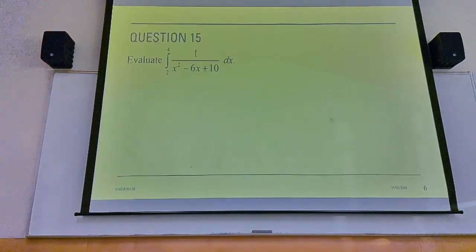We would just say u is the denominator. Then what is du? Which we don't have a 2x minus 6. Or a multiple of 2x minus 6. How would you factor it?